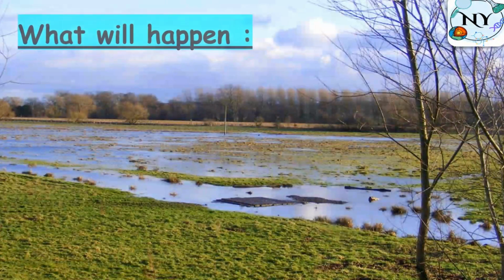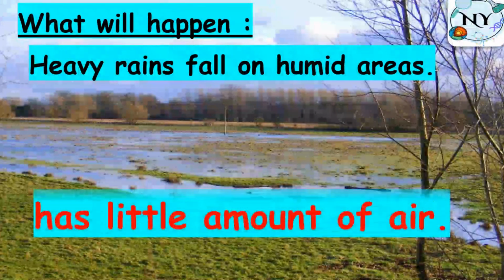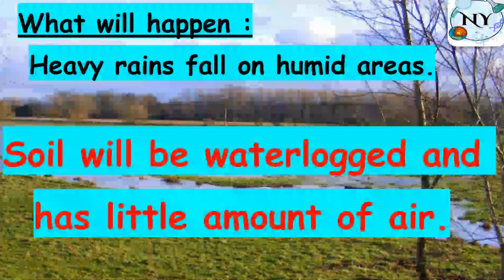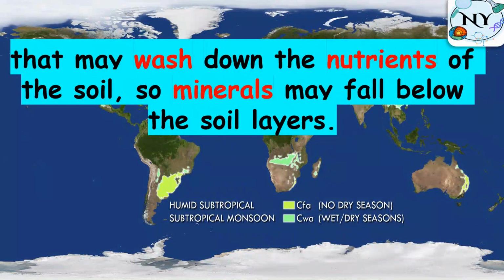What about here? What will happen if heavy rains fall on a humid area? What do you think? What will happen? The soil will be waterlogged and have little amount of air. Waterlogged here means it is saturated with water. It has enough amount of water. So the soil will be waterlogged and have little amount of air. All right. So that may wash down the nutrients of the soil. So minerals may fall below the soil layers.